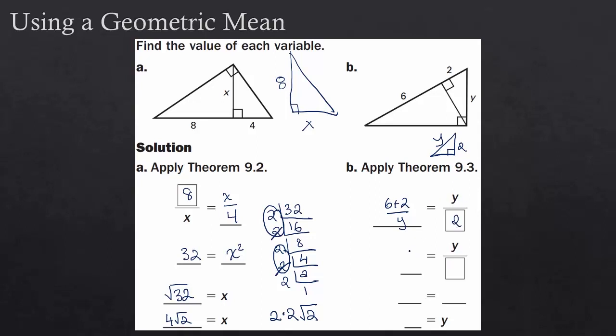I can simplify this one. 6 plus 2 is 8 over y, and y over 2. Cross multiply, you got 8 times 2 is 16, y times y is y squared. Take the square root of both sides to isolate y, and square root of 16 is 4, so y is equal to 4.